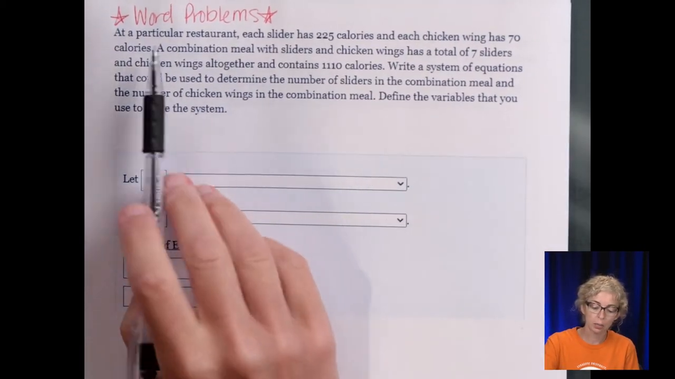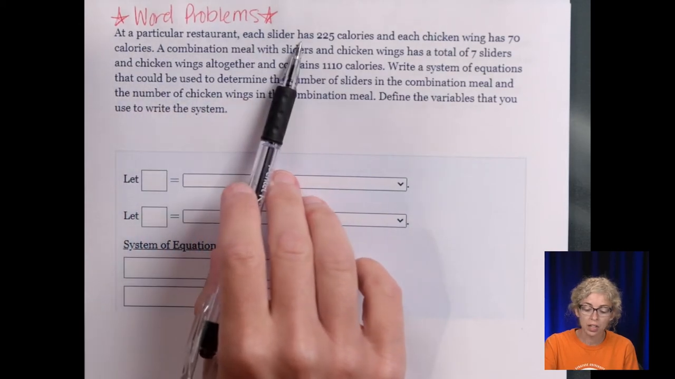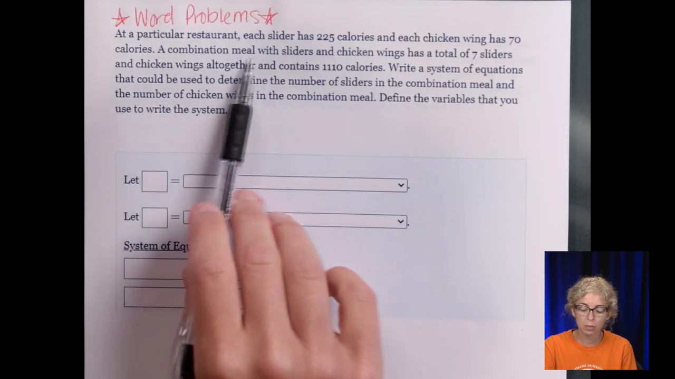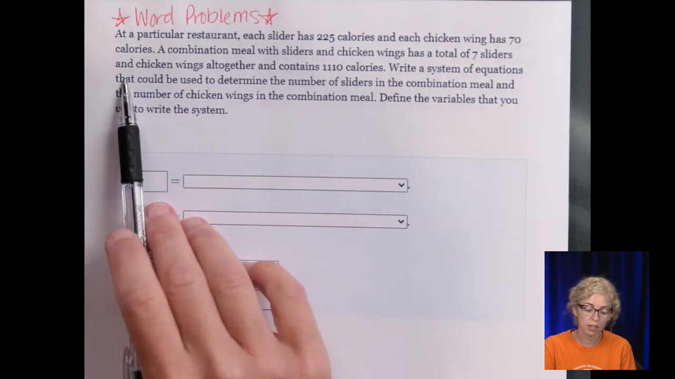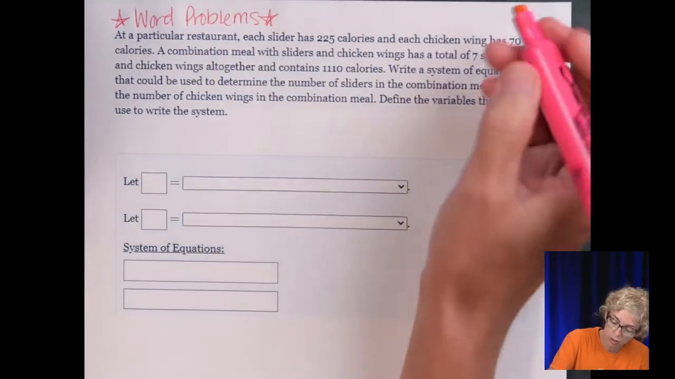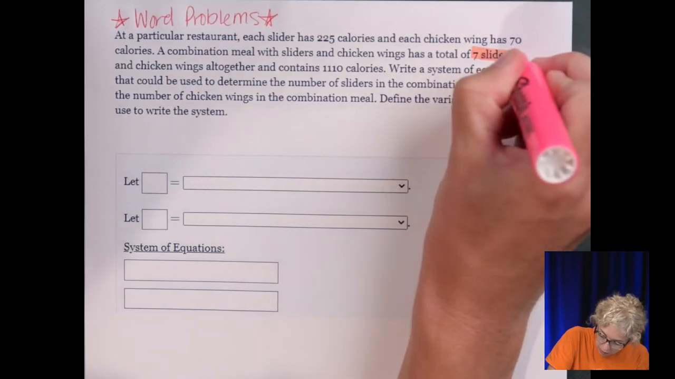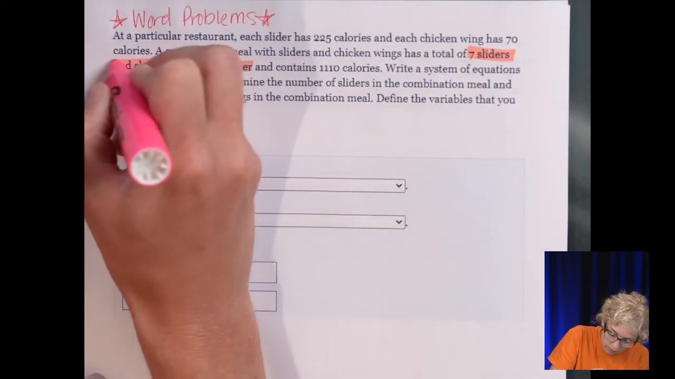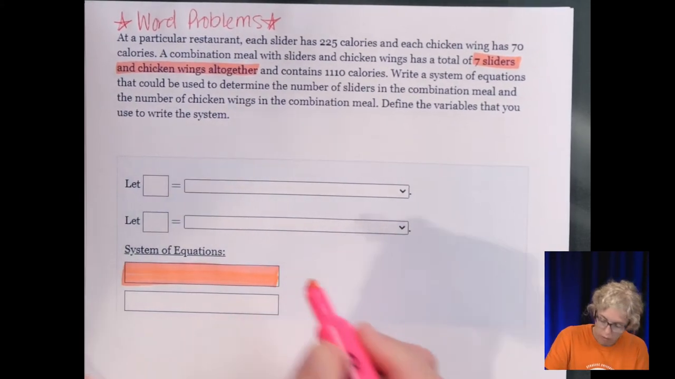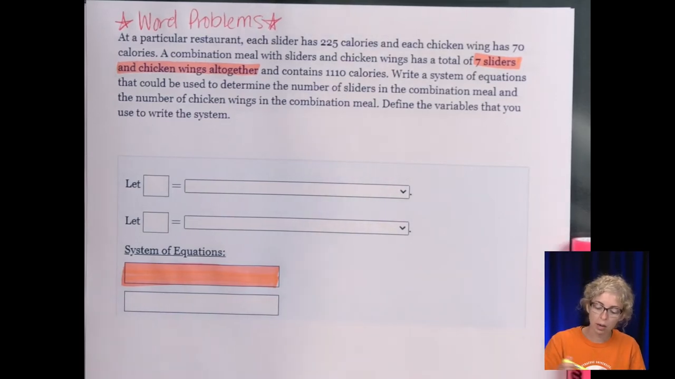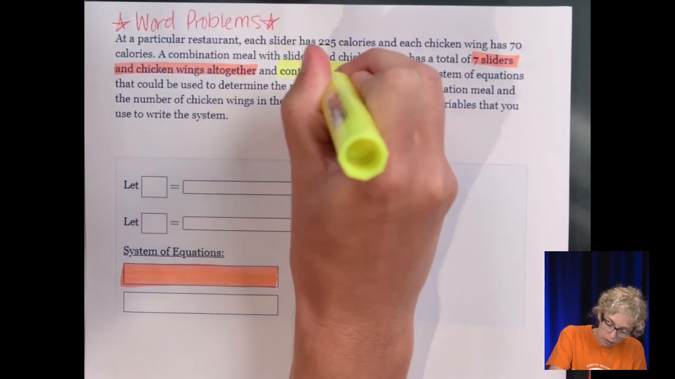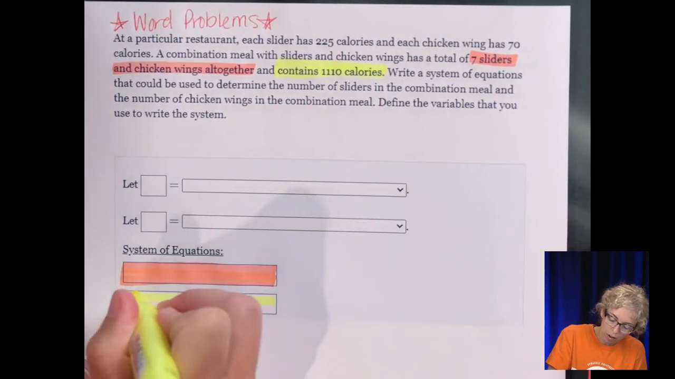So I'm reading this question. It says, at our particular restaurant, each slider has 225 calories and each chicken wing has 70 calories. A combination meal with sliders and chicken wings has a total of 7 sliders and chicken wings all together. So that's a key piece of information. So a combination meal is going to have 7 sliders and chicken wings. So that's going to be one of our equations that we use. Okay. And the combination meal contains 1,110 calories. So that's another piece of information, which is going to be one of our equations.